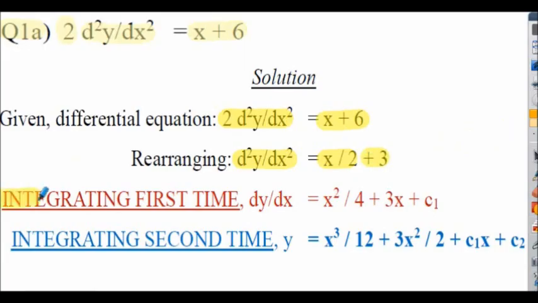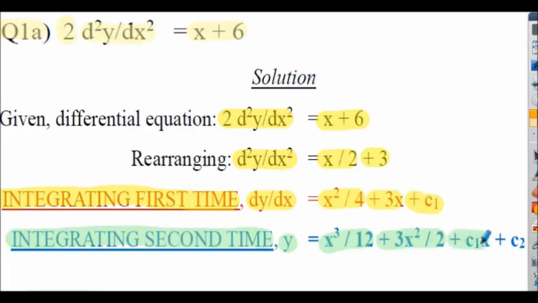So integrating for the first time to find dy by dx, that's equal to x squared upon 4 plus 3x plus our constant of integration c1. No initial or boundary condition has been given this time, so we leave dy by dx with the c1 unknown, and then we integrate the second time to find y, and integrating x squared upon 4 becomes x cubed upon 12 from our standard form, plus 3x becomes plus 3x squared divided by 2, plus c1 becomes plus c1x, and then we add our second constant of integration. So that's the general solution to question 1a.